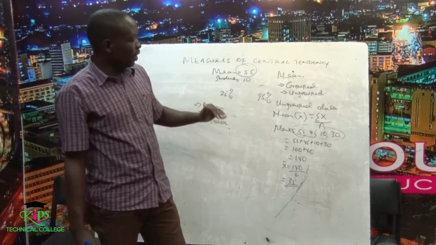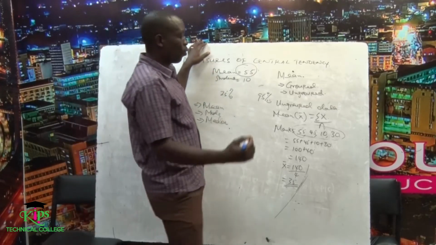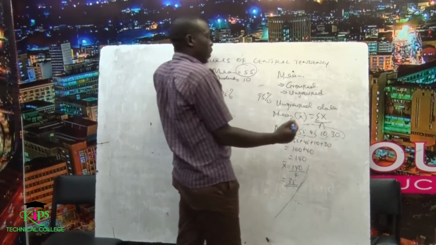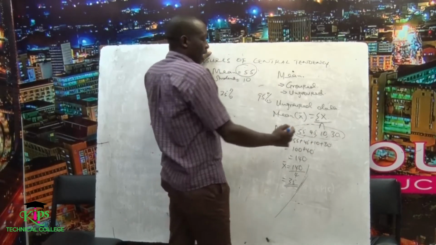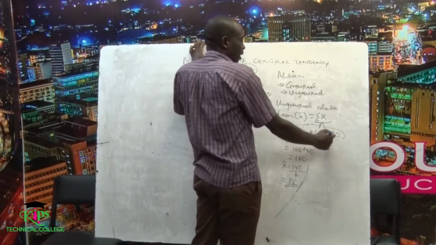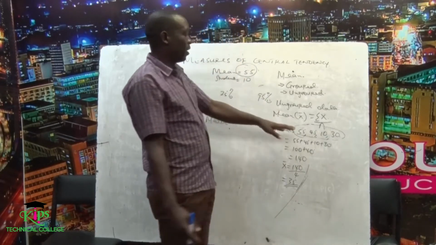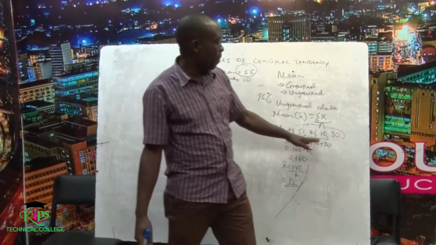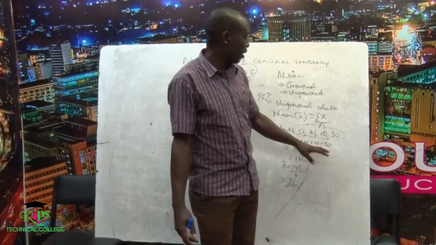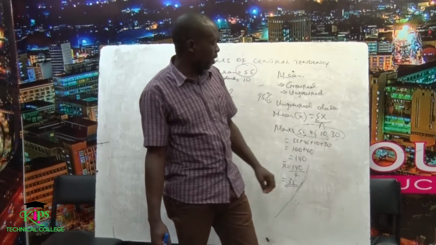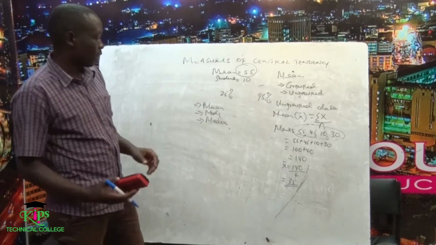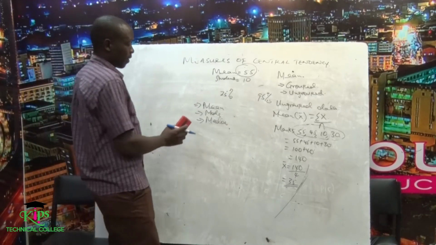So ungrouped data is a set of data whereby the values or numbers are just listed and separated by commas, the way we have it here. To get the mean, you simply sum the values in that data, and then you divide by the number of observations, which is the set of values that were involved in that data.